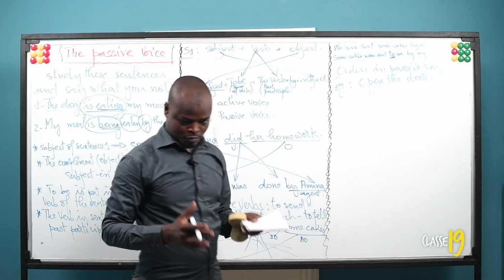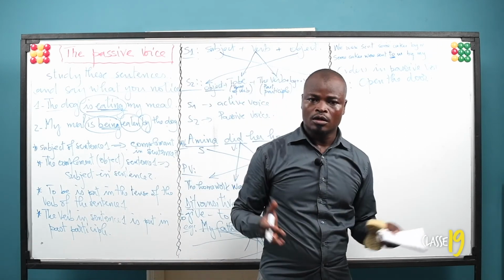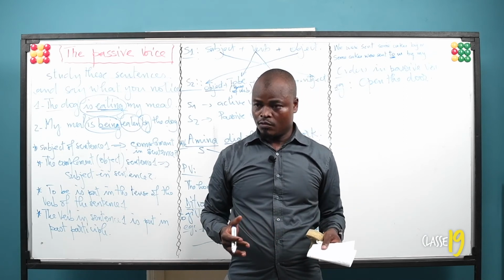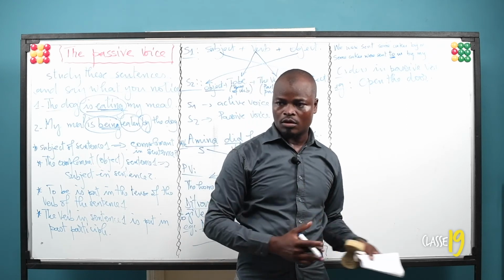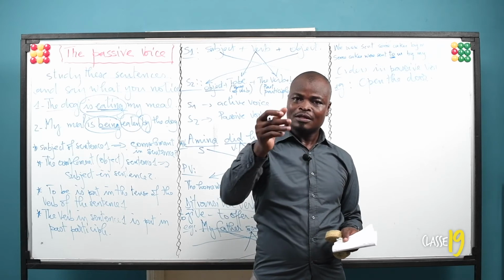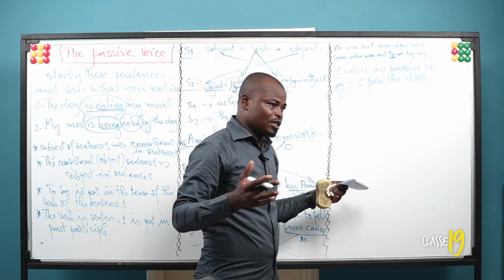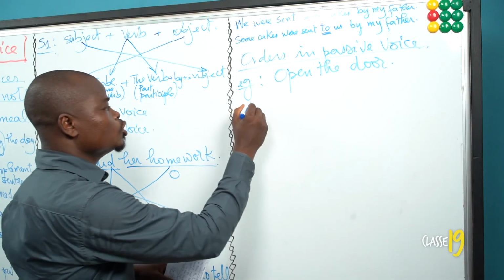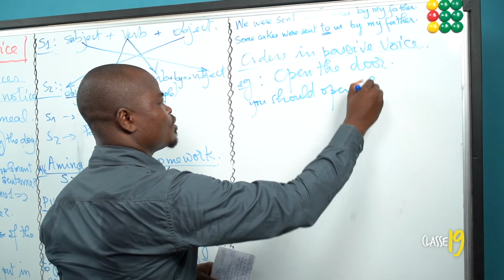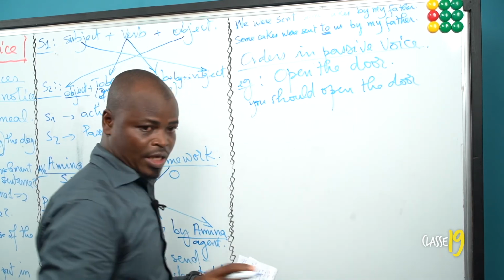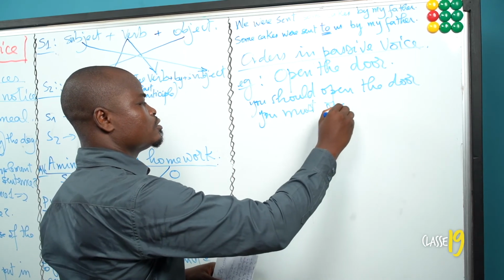Okay, to use a parenthesis, when you are given orders, it means that you have an obligation. When you are giving orders, it is an obligation to respect that order. So, to express obligation, for example, here, open the door. It becomes an obligation. So we can say, you should open the door. Or you must open the door.